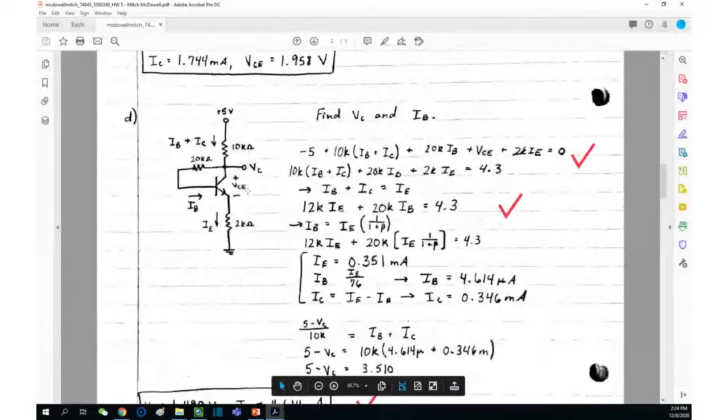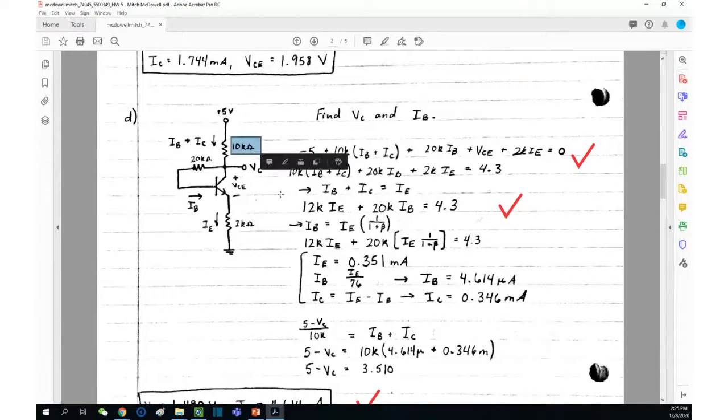With this problem here, the key is, what is the current through the 10 kilo? What's the current through the 10 kilo? IE. It's absolutely not IC. Okay, the location is the collector end. However, it's not IC. It's IE. Okay, but of course, if you directly say IE it's actually confusing.